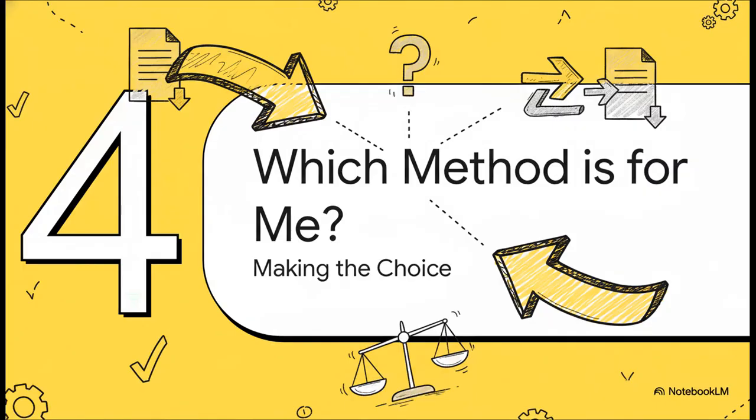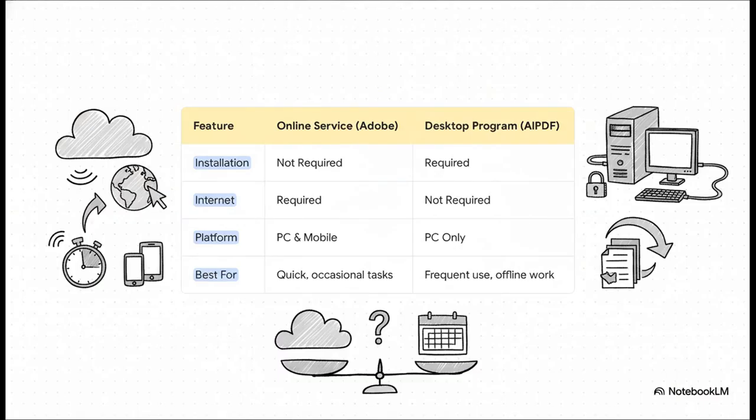All right, so we've got two fantastic options on the table, but which one is right for you? How do you choose? Let's figure that out right now. This little chart here really lays it all out, doesn't it? The online tool, nothing to install, works wherever you've got an internet connection, on your PC or phone. The desktop program, yeah, you got to install it, but then you're free to work offline, though it's just for PC. So it really just boils down to this. Need a quick, occasional fix? The online tool is your hero. But if you're constantly working with PDFs or need to work offline, then a desktop program is absolutely the way to go. It'll be your best friend.